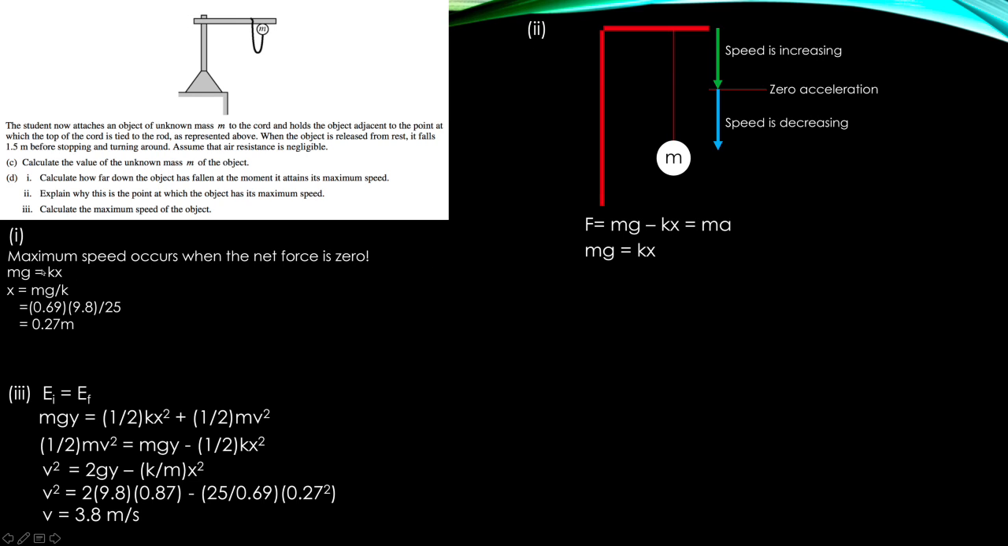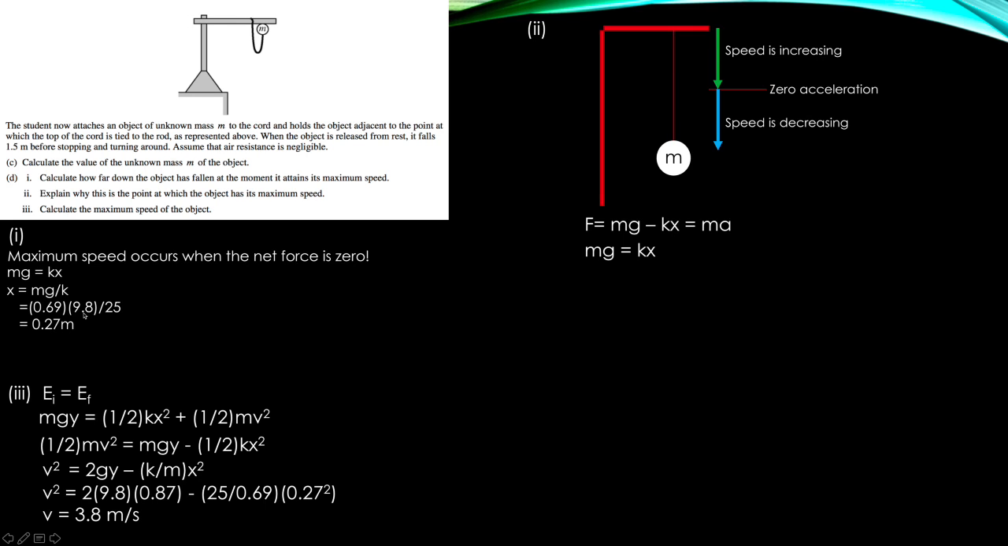I have that written again on this side, and we can solve for x to get mg over k, plug in the necessary values, 0.69 kilograms for the mass, 9.8 for the acceleration, and 25 for the spring constant, to get a final value of 0.27 meters.